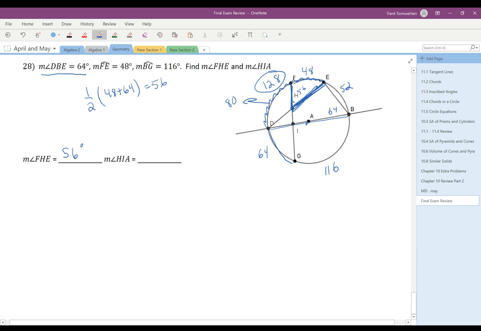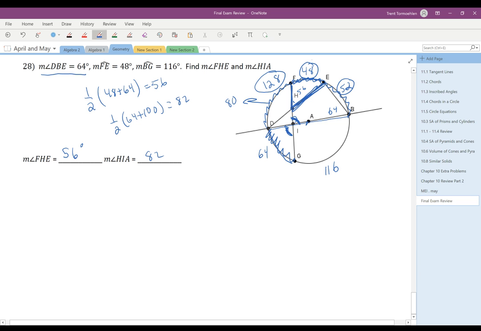And then the other one you want to find is HIA, and so HIA is this angle, and so it's going to be half the average of the two arcs it's in between, which are 64, because it's this angle here. These angles are the same, right? So 64, and then all the way around here, which turns out to be 48 plus 52. And so the average of 64 and 100, 48 plus 52 is 100, which gives you 164. And so that angle just turns out to be 82 degrees.